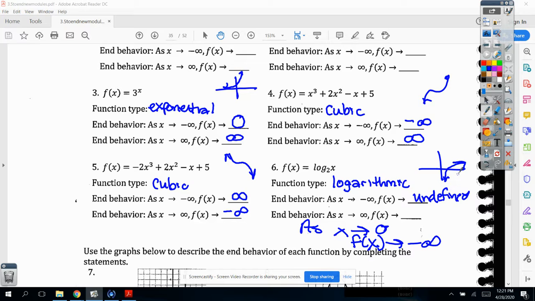But as x goes to the right towards positive infinity, it is also going up. Now this one is going very slow. This will be slower than any polynomial, but it is going towards infinity. Okay.